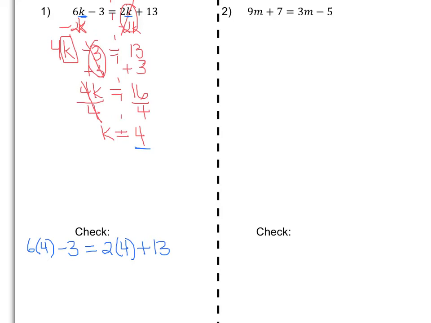Well, 6 times 4 is 24. So we'll have 24 minus 3 equals 2 times 4 is 8. So we'll have 8 plus 13. 24 minus 3 is 21. And 8 plus 13 is also 21. So it does check, and therefore our answer is 4. Alright, so let's move on to example 2.